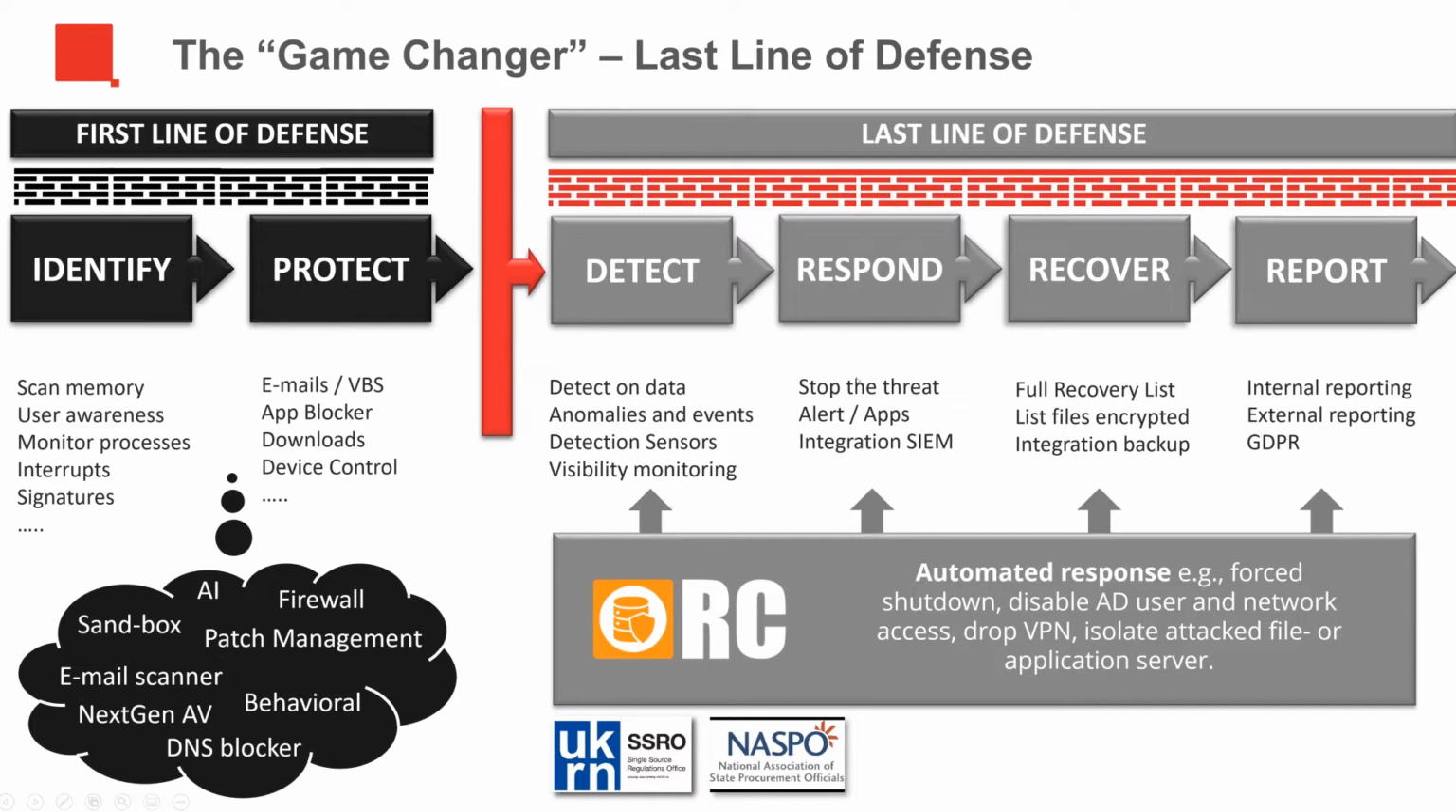Once we have responded and isolated the threat, there will be maybe anywhere from 10 to 50 files that were encrypted before we reacted. But we know exactly what files it was, where their location is, and which user accessed and encrypted them. So we can provide a 100% accurate recovery list that can be integrated into your backup solution so you can quickly restore your environment.